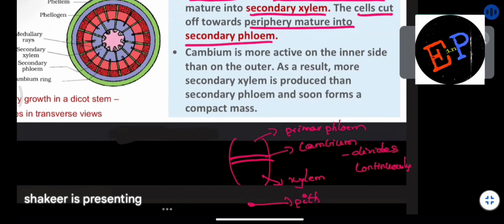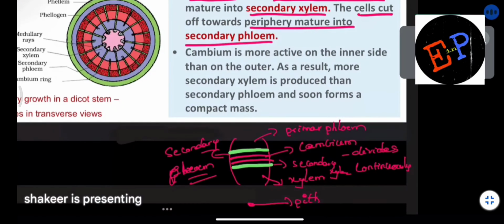Continuously. Are you able to understand, ma? And here another layer is created, which is called secondary xylem. Secondary xylem. And here, let us draw with another color, ma. So this one is called secondary xylem. And here you will find another layer, which is called secondary phloem. Are you able to understand? Clear? So this is about the functioning of this cambium.